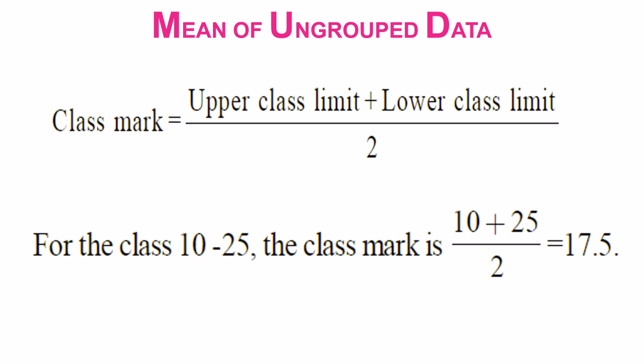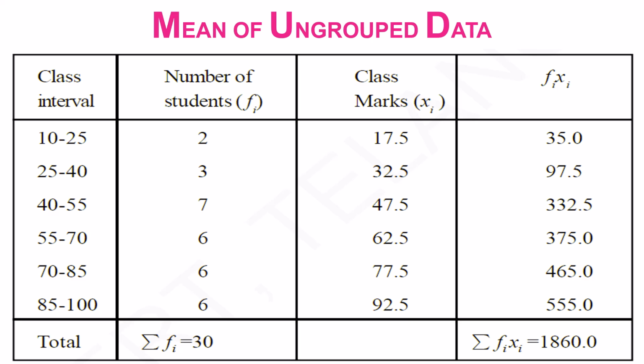For the class 10-25, the class mark is 10 plus 25 divided by 2 equals 17.5. Similarly, we can find the class marks of the remaining class intervals. We put them in the table. These class marks serve as our xi's. We can now proceed to compute the mean in the same manner.